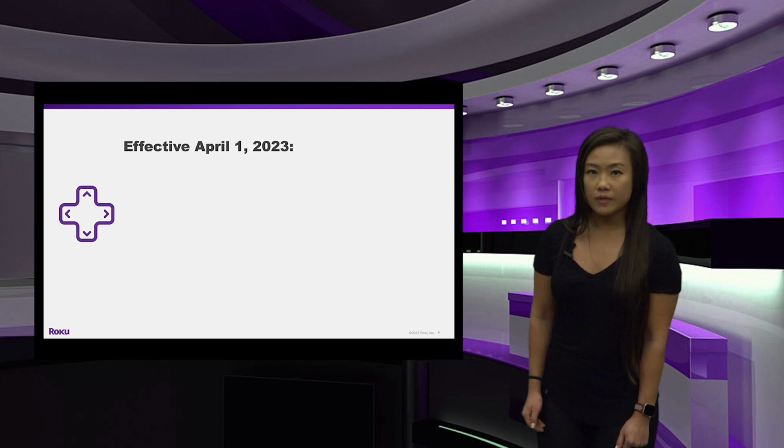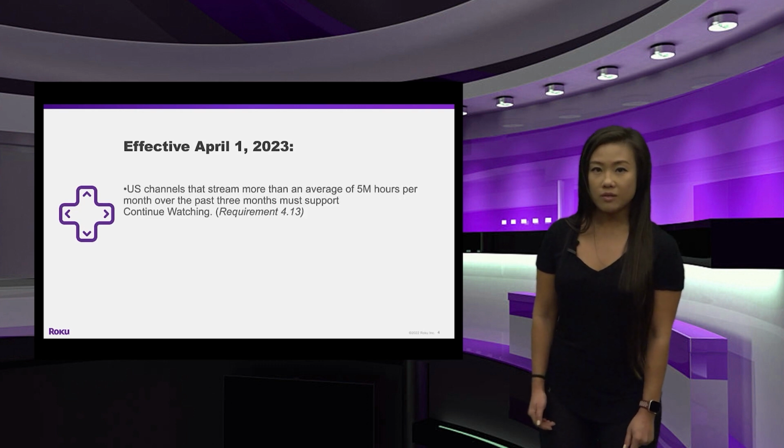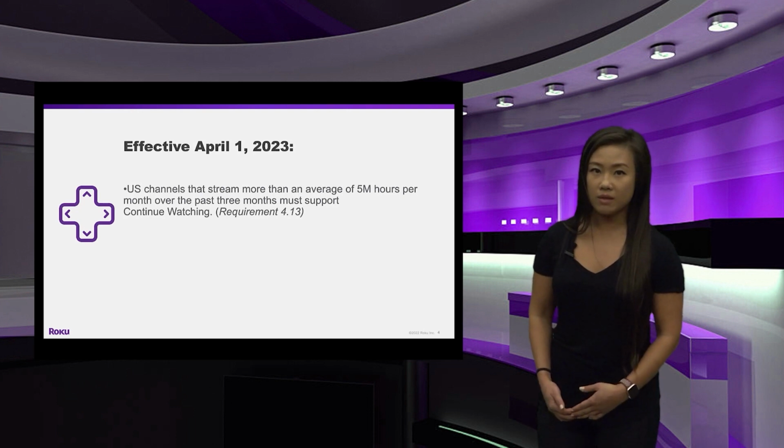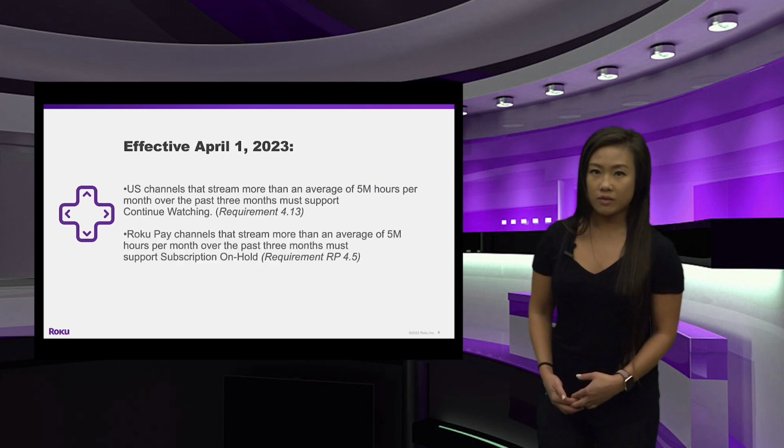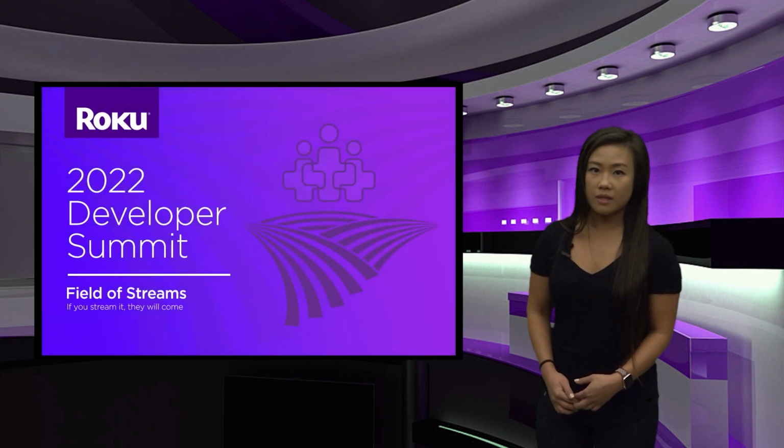Looking ahead to April 1st, 2023, we have 2 more new requirements: continue watching and subscription on hold. Channels in the United States that have streamed more than an average of 5 million hours per month over the past 3 months must support continue watching. And Roku Pay channels that have streamed more than an average of 5 million hours per month over the last 3 months must support subscription on hold. For more information on these certification updates, check out the Roku Developer blog.